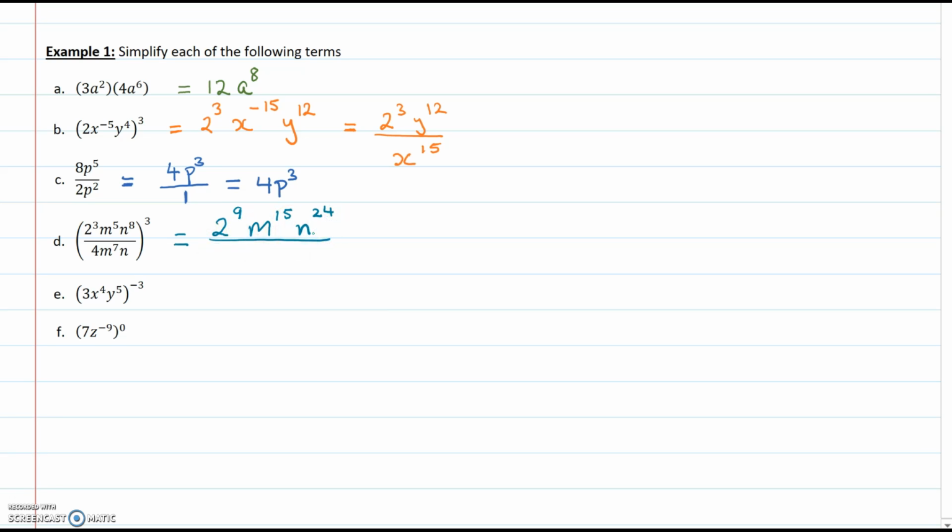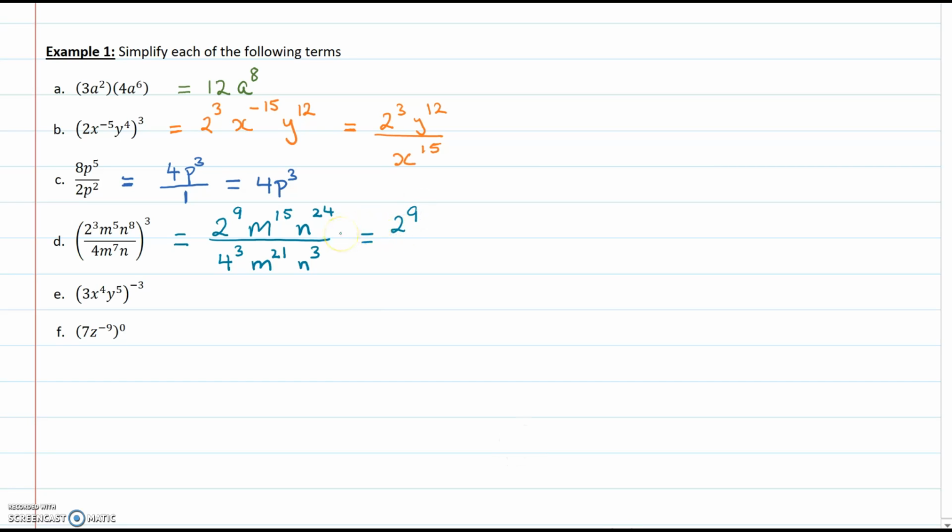And on the bottom, we would have 4 to the power of 3, m to the power of 7, which is now to the power of 3 as well, so that's m to the power of 21, and n to the power of 3. Okay, the 2's and the 4's are going to be a little bit of a problem here. Let's see how to deal with those. So leave that as 2 to the power of 9.